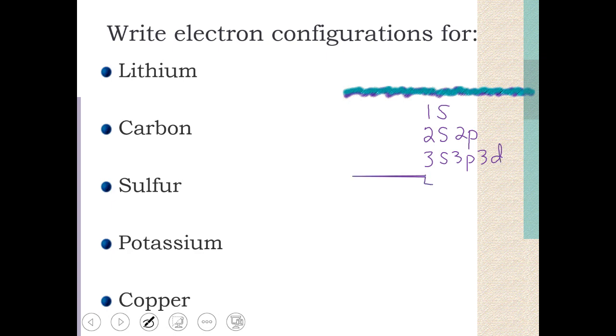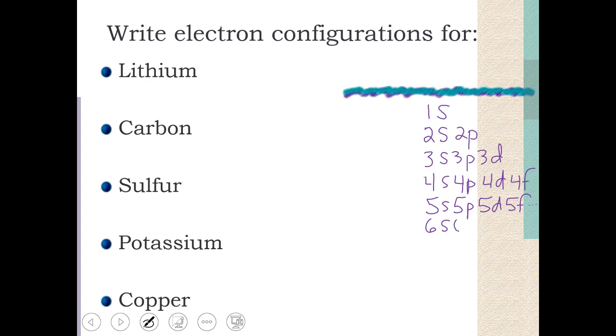Level 4 has 4 sublevels. There's a 4s, a 4p, a 4d, and a 4f. Level 5 has 5 sublevels. There's an s, a p, a d, and an f. There is a 5th sublevel that exists in the Schrodinger equation, but we never use it, so it doesn't have a name. So we could just say a blank here, but it's not named.